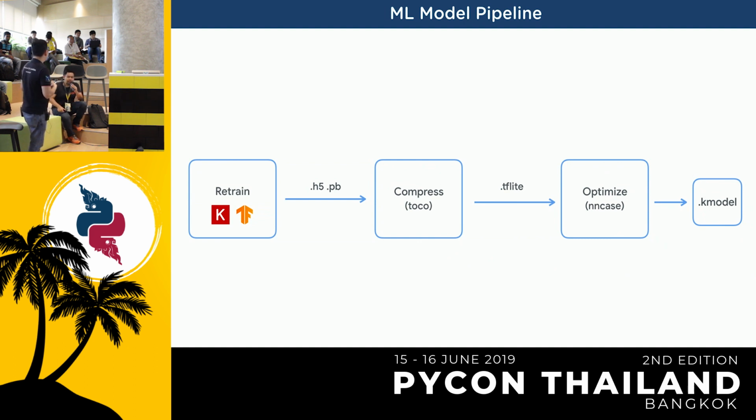Thank you. So basically, you need to retrain everything. You cannot just get an H5 or PB from somewhere else and then do the compression. You need to do retraining.